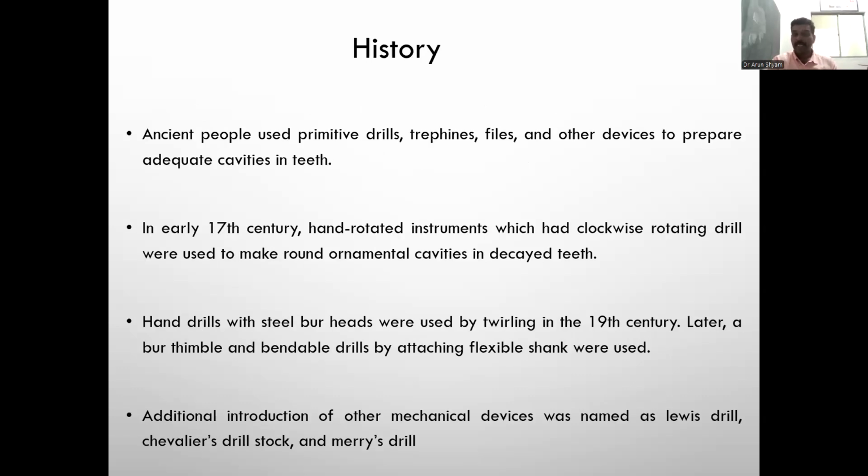Coming to the history, ancient people used primitive tricks, trephines, files, and other devices to prepare adequate cavities in the tooth. In the early 17th century, hand-rotated instruments which had a clockwise rotating tube were used to make round instrumental cavities in the decay. Hand drills with steel burr heads were used by twirling in the 19th century. Later, a burr, thimble, and bendable drills by attaching a flexible shaft were used. Additional introduction of other mechanical devices was named as Lewis drill and Mary's drill, etc.